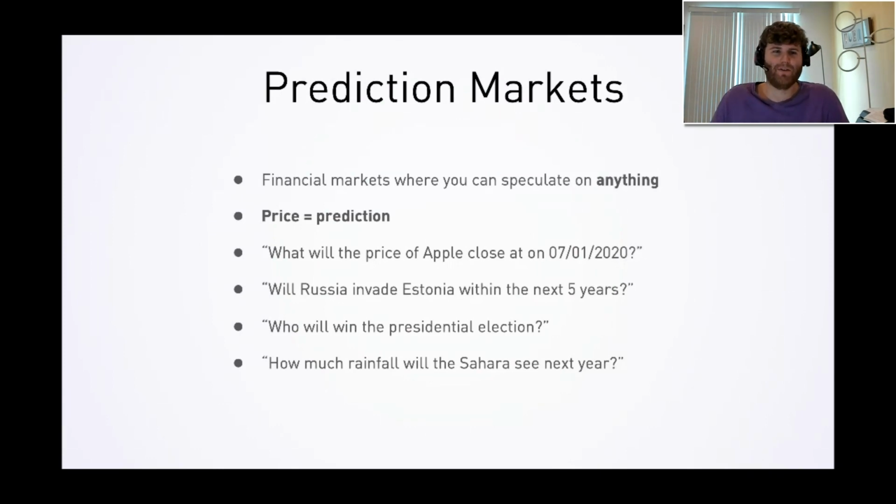And the reason they're called prediction markets is it's a really simple concept. The idea is that the price is a prediction of what's going to happen. So you can think of the stock market as a fancy prediction market for what's going to happen with companies. But you can also have ones on very specific events, like will Russia invade Estonia within the next 5 years, who will win a certain presidential election, or all the way to things like weather, like how much rainfall a certain area will see, whether there'll be a drought, whether there'll be a flood, things like that.